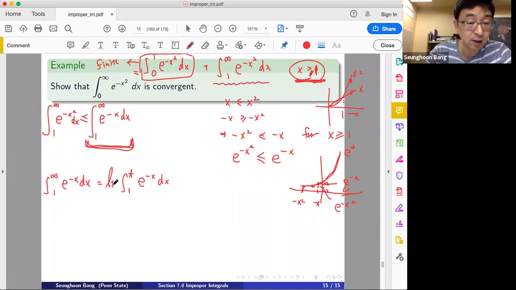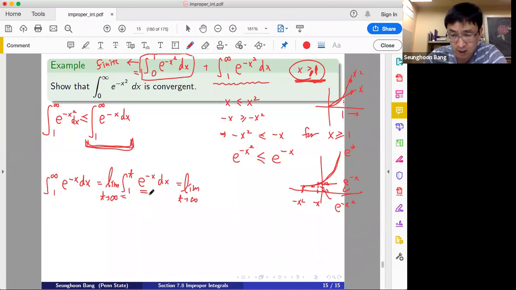Take the limit as t approaches positive infinity. So what's that? This one is the antiderivative of e to the minus x. What is the integral of e to the minus x? Do you know that? Could you write your answer on the chatting board? What is the integral of e to the minus x?